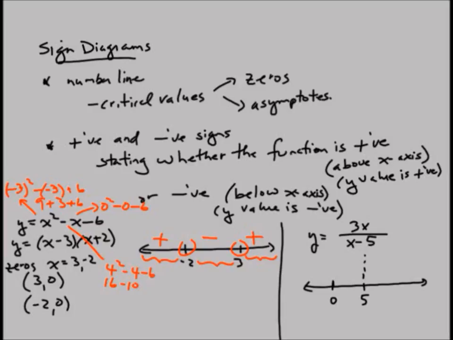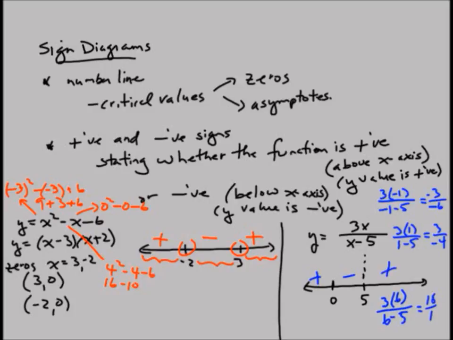So if we chose a number smaller than 0, let's choose negative 1. We'll have 3 times negative 1 over negative 1 subtract 5. Negative 3 over negative 6, that's going to be a positive number. Choose a number between 0 and 5. Let's choose 1, it's an easy one to work with. 3 over 1 minus 5, that's going to be 3 over negative 4. That's a negative number. And something bigger than 5, let's choose 6. So 3 times 6 over 6 subtract 5 is 18 over 1. That's a positive number. Okay, so that's what the sign diagrams look like. Just a refresher on sign diagrams.